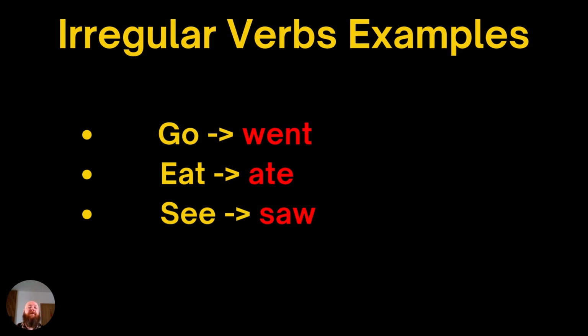Let's have a look at some irregular verbs. So go to went, eat to ate, see to saw. So these ones, if you notice, you just have to try to remember how they change, or you can look up an irregular verb list, which can be helpful.